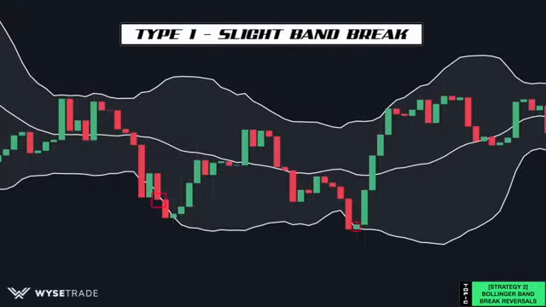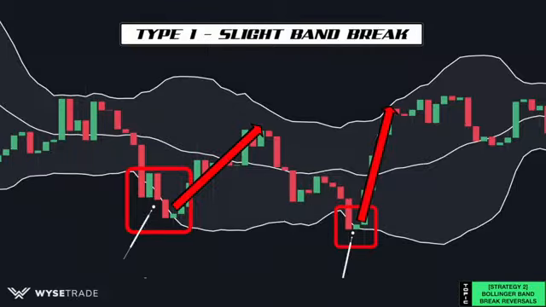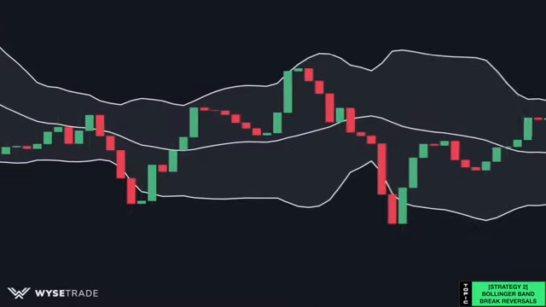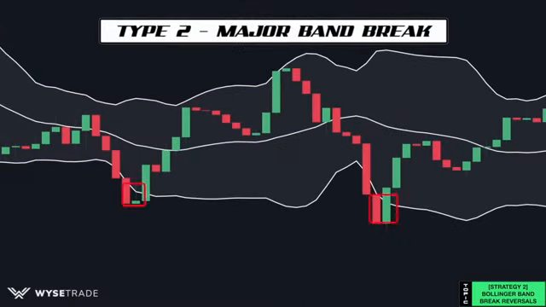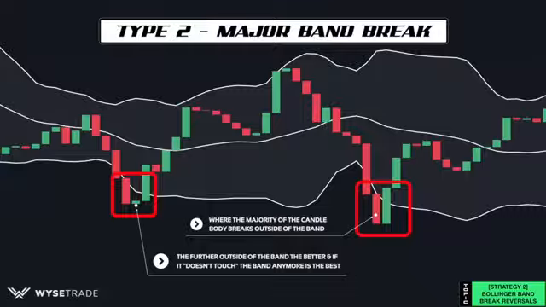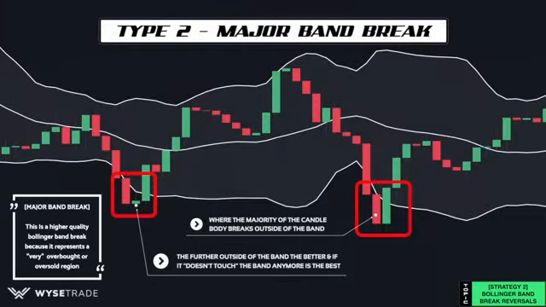Type 1 is where you have a slight break and where the majority of the candle is still inside of the bands. This is a good quality break. Type 2 is where the candle breaks, but the majority of the candle body is outside of the band. The further outside of the band it is, the better. And evidently, if the body is completely outside and doesn't touch the band at all anymore, that is the best. Type 2 is a high quality Bollinger Band break, as it represents a very overbought or oversold region.